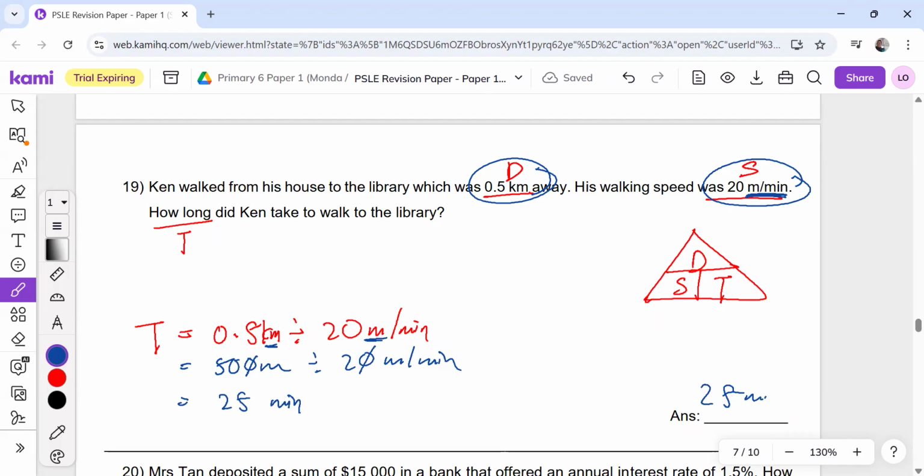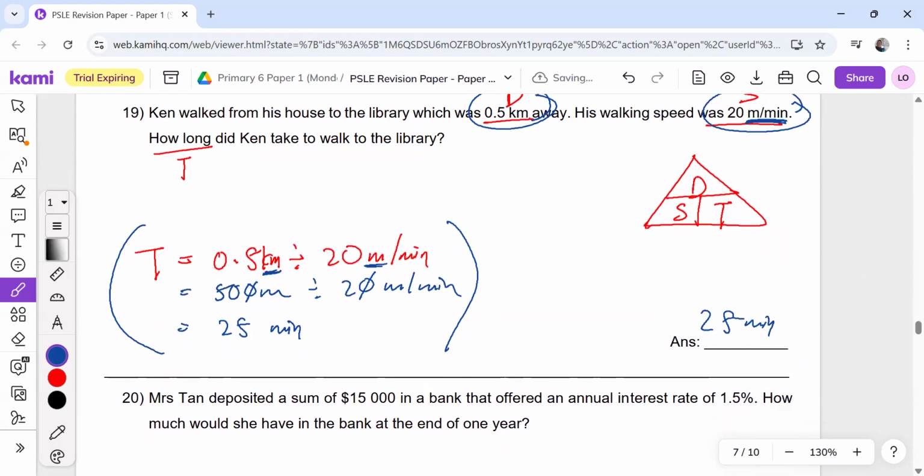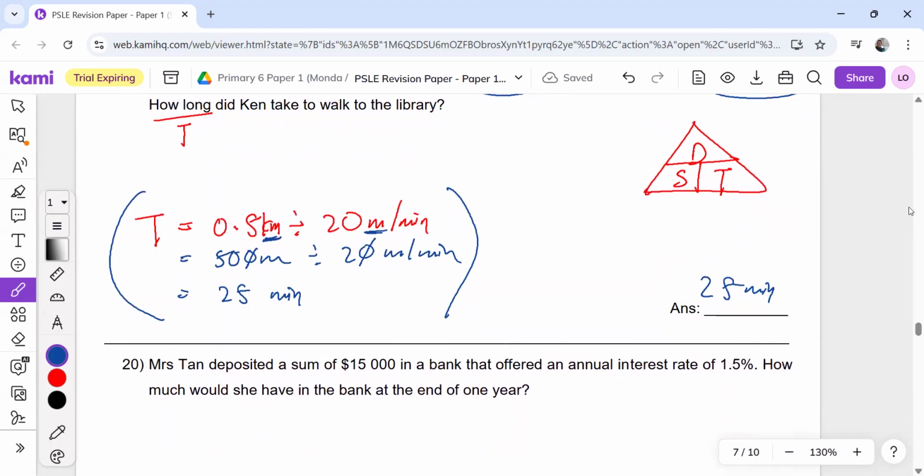And that's your answer. Did anyone get a mistake for this one? Who got a mistake? If you got a mistake, it means either you used the formula wrongly, or you didn't change the kilometer to meter. So these are your mistakes. Okay, let's go to question 20.